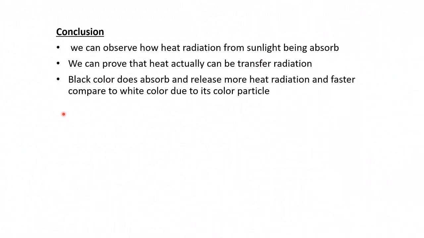At the end of the experiment, we can conclude that we can observe how heat radiation from sunlight is absorbed by the water and the black box and also the white box. We can also prove that heat can be transferred by the radiation process. And for the last conclusion, we also notice that the black color absorbs and releases heat faster compared to white color due to its color properties.